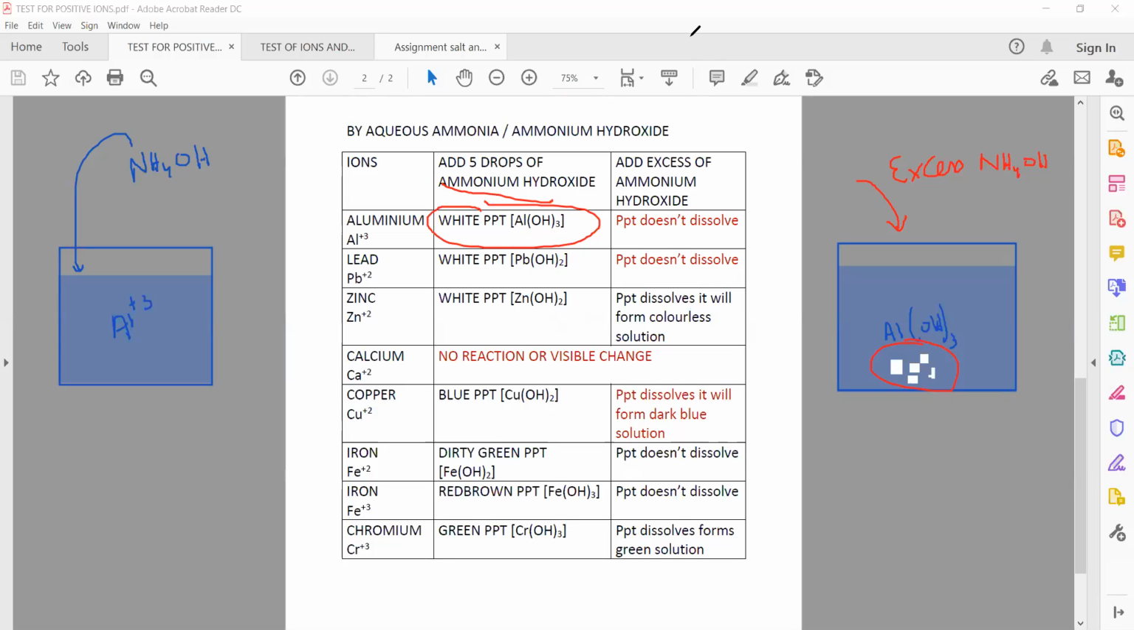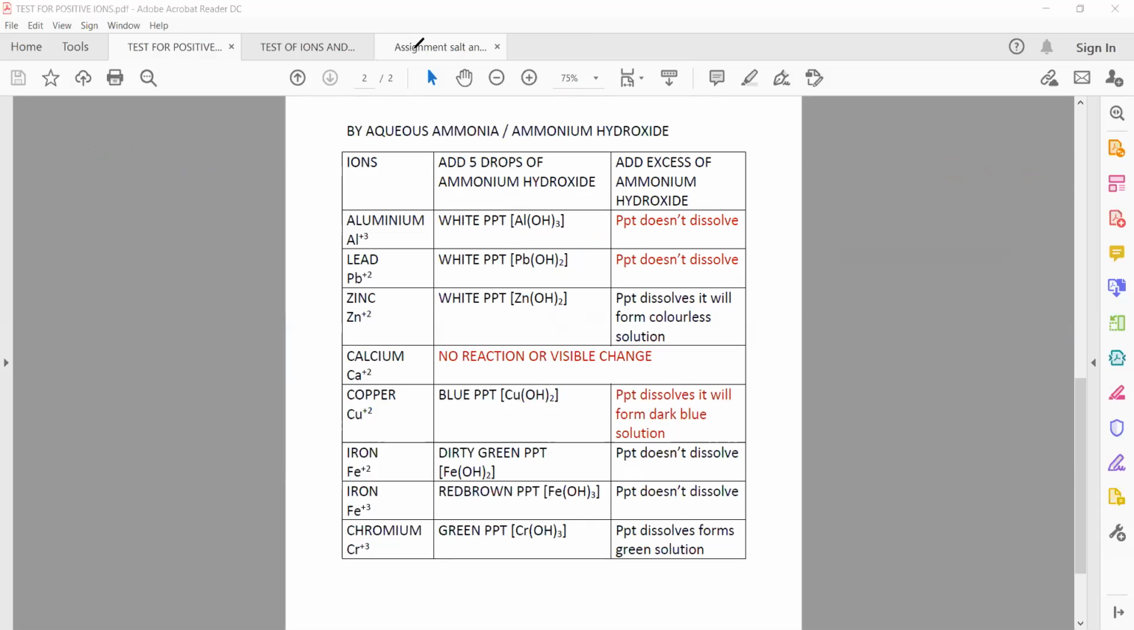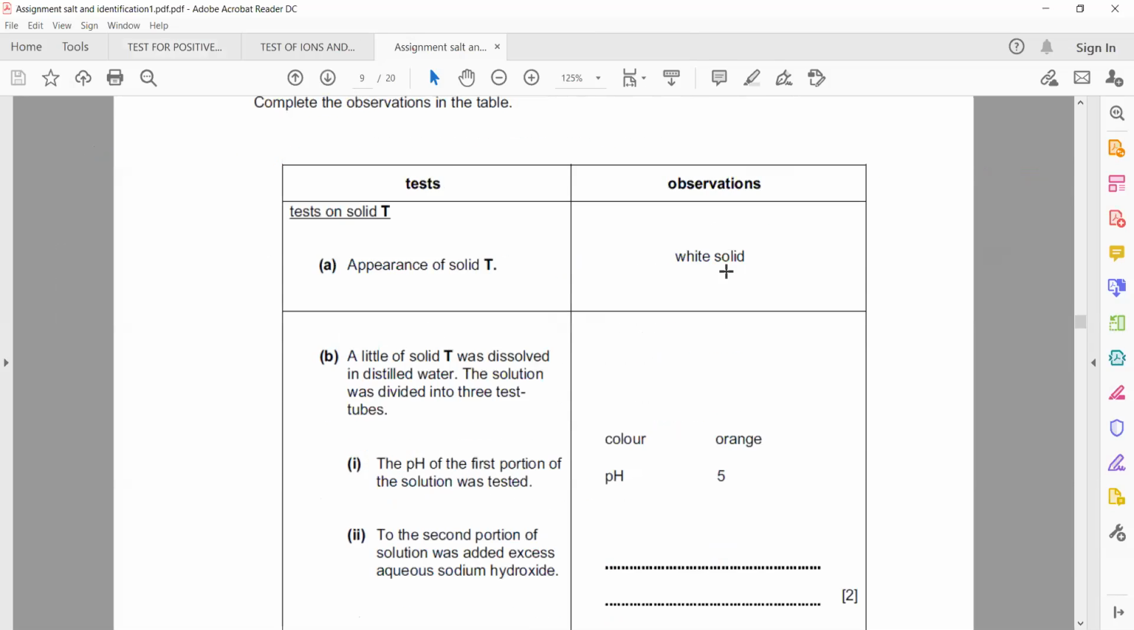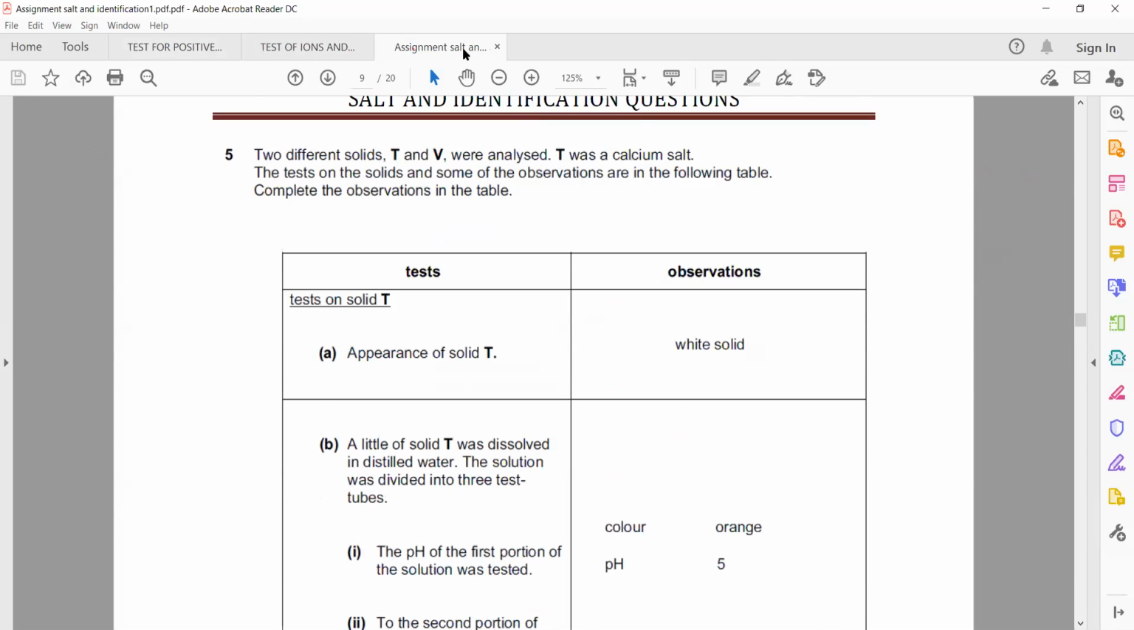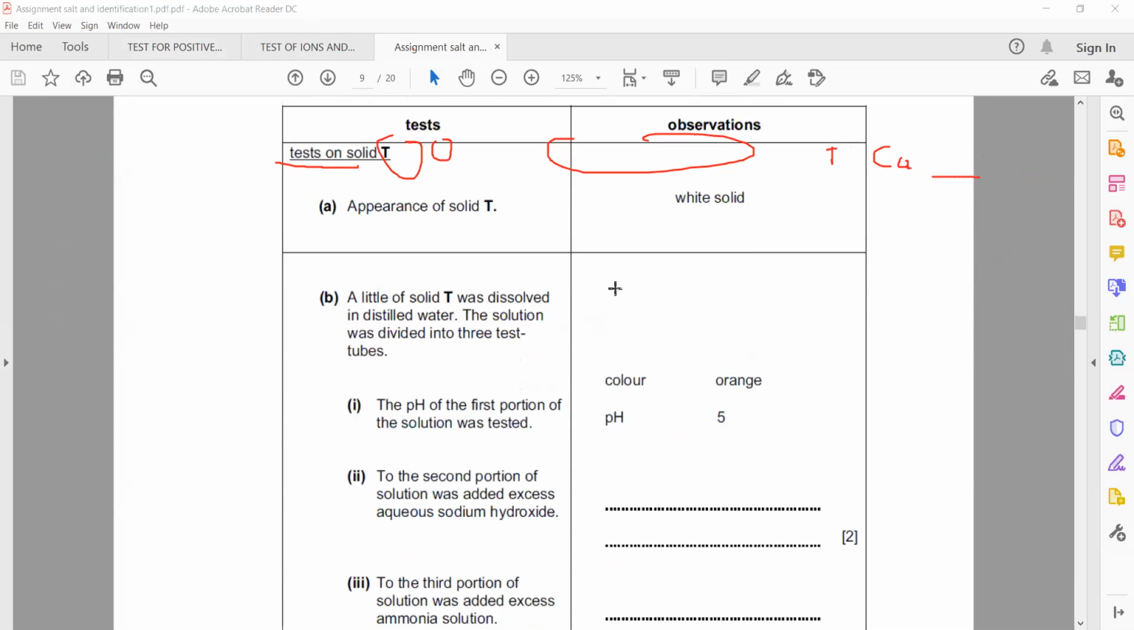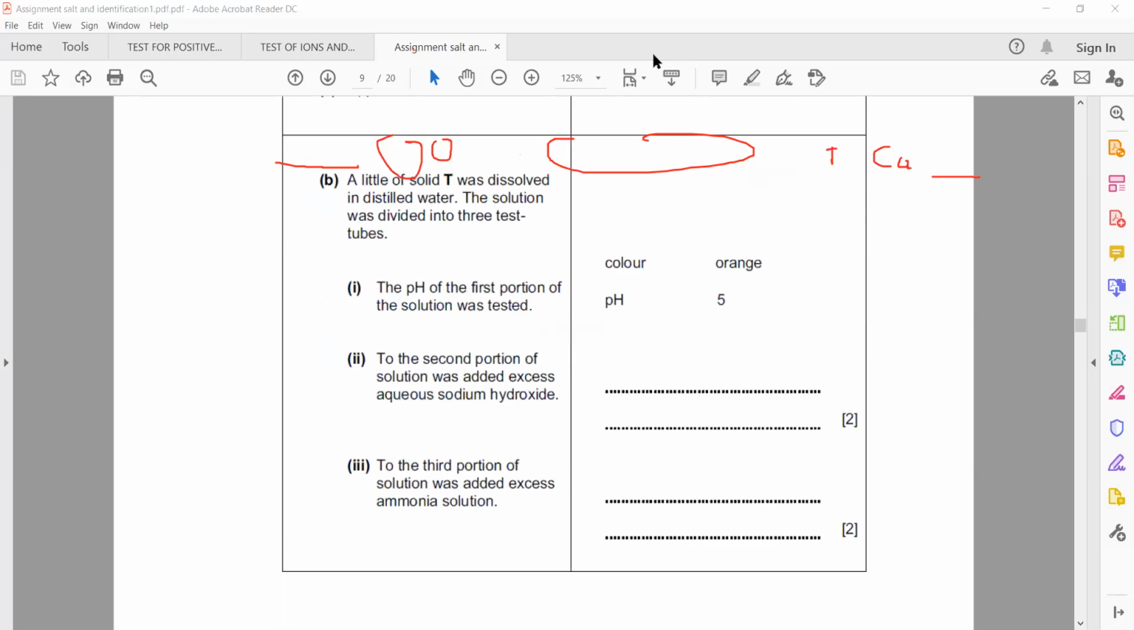So I will give an example. You can see the similar question I will discuss with you. Look, the same question. Two different solids, T and V. T is a calcium salt. So we know T contains calcium and any other substance with calcium.